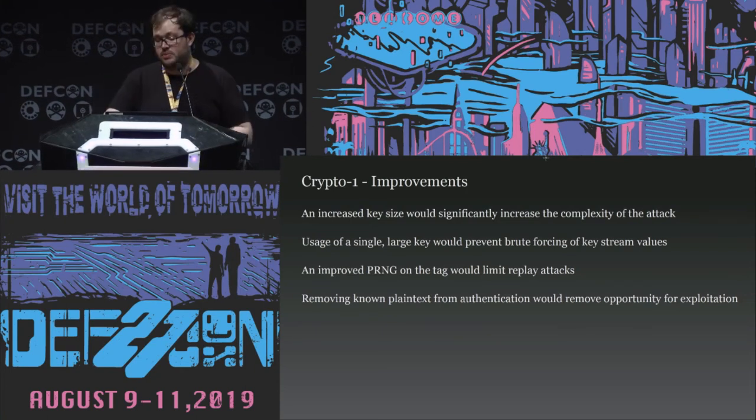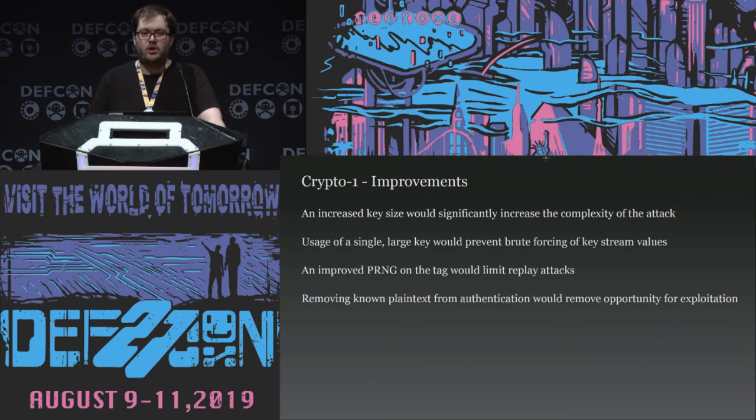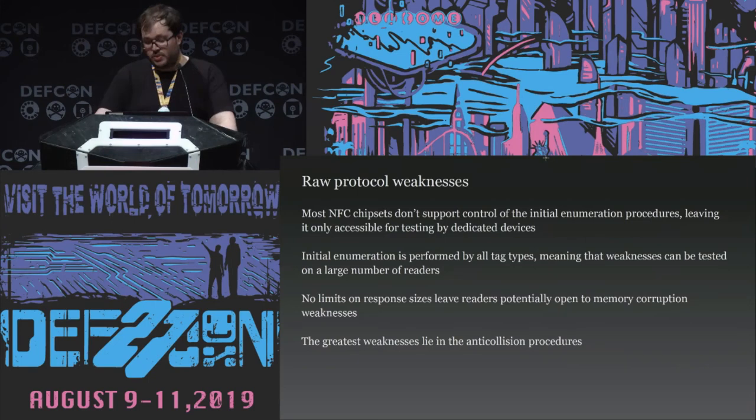Now, this is important, especially when you look at things that are newer, like DesFire, which have somewhat similar known plain text issues, basically based on how the tag works. But because AES, triple DES, and DES really aren't vulnerable to known plain text attacks in the same way, there's no real problem there. So let's talk about some raw protocol weaknesses.